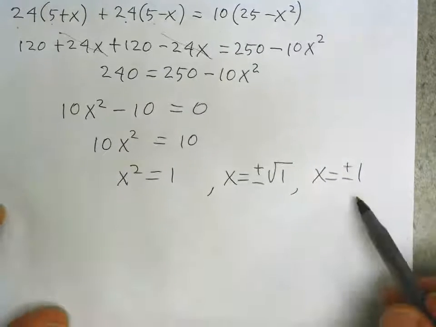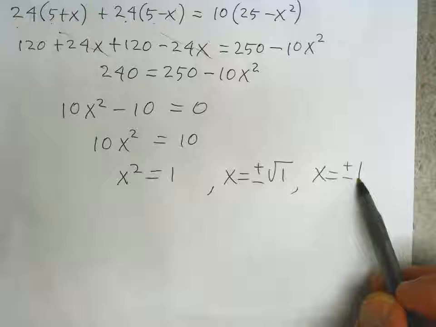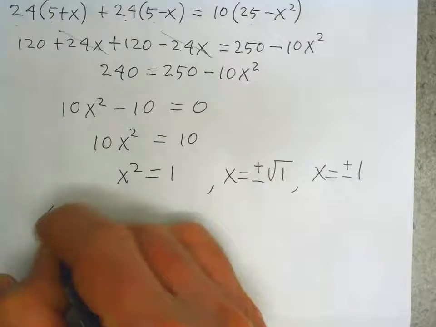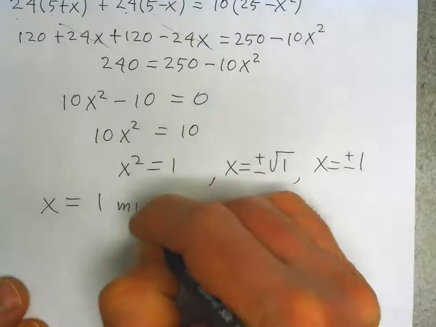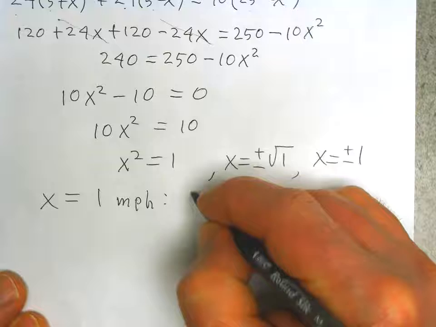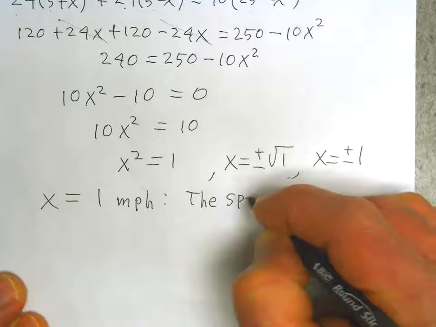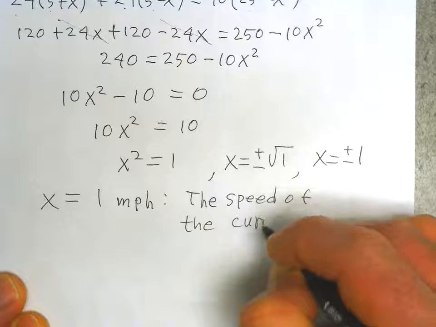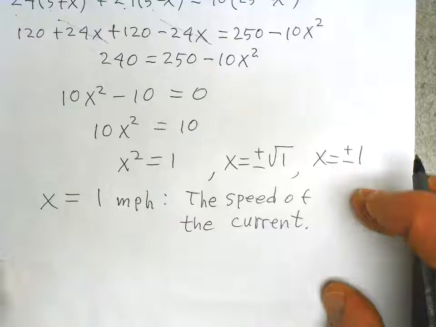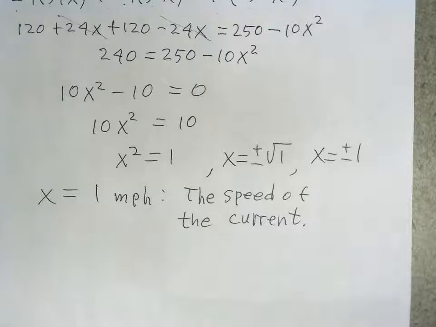But in this problem, only the positive solution makes sense. The speed of the current is 1 mile per hour. So x equals 1 mile per hour. That's the speed of the current that we were looking for. Okay. All right, we'll do more examples.